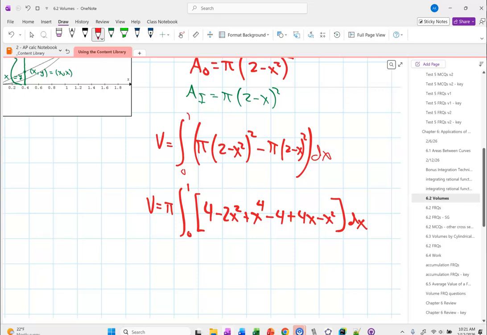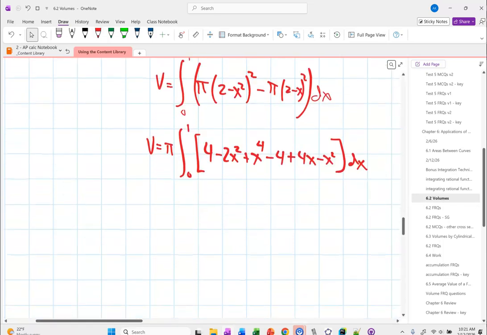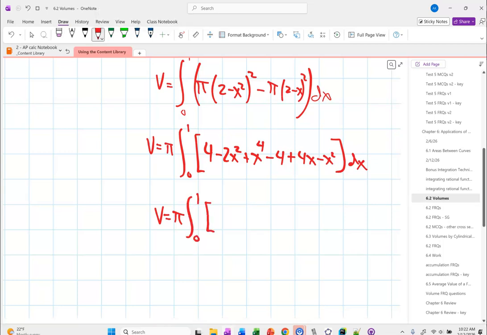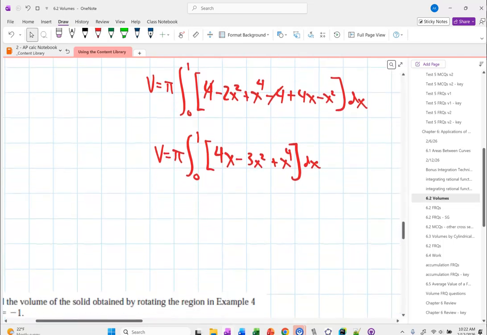Is everybody okay? Let's combine some like terms, right? That'll make the integration a little bit simpler. So those guys canceled out. And then I have 4x minus 3x squared plus x to the 4th. And now the antiderivatives are fairly easy.